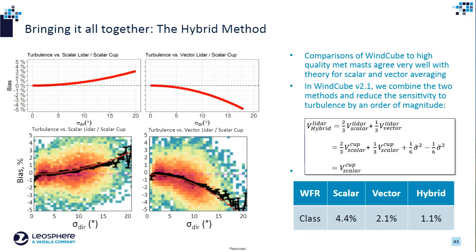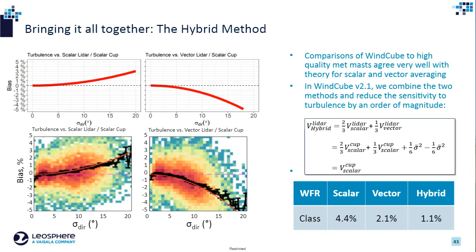Now, this is only one site. We've validated this behavior with 38 WindCubes at 8 sites, and our theory falls within the error bars of the ensemble average behavior. In the WindCube v2.1, we combine the two methods and reduce the sensitivity to turbulence by an order of magnitude. With a 2/3, 1/3 weighting, the direction turbulence sensitivity drops out, and the WindCube hybrid wind speeds agree much more closely with the mast data.